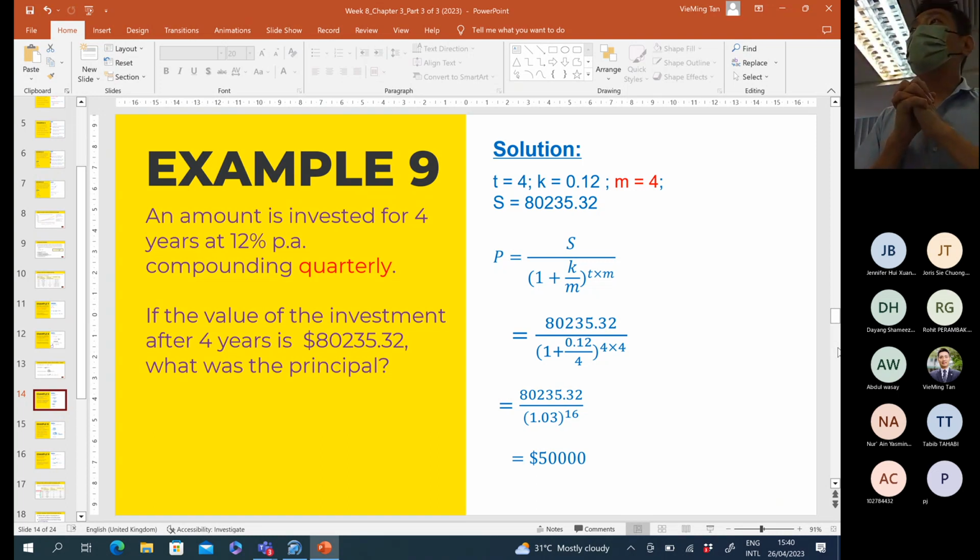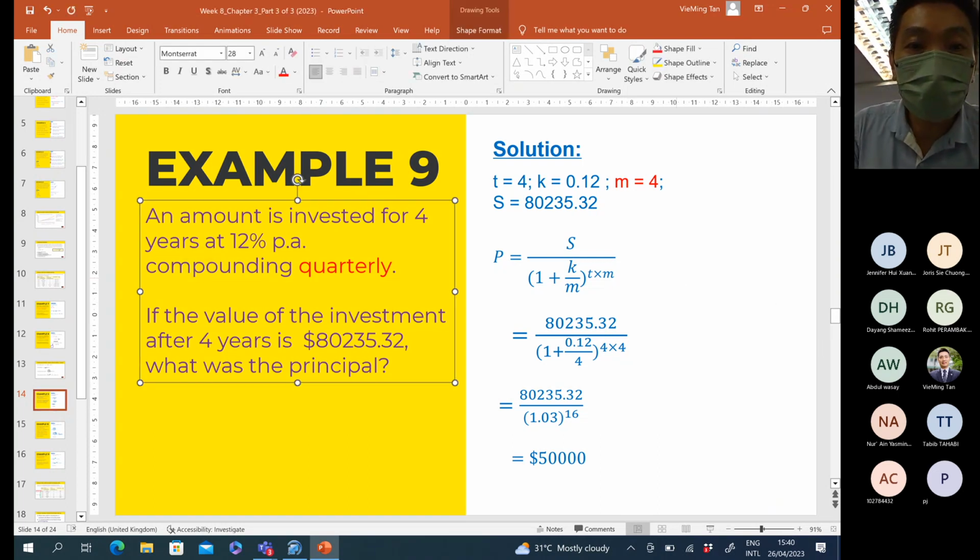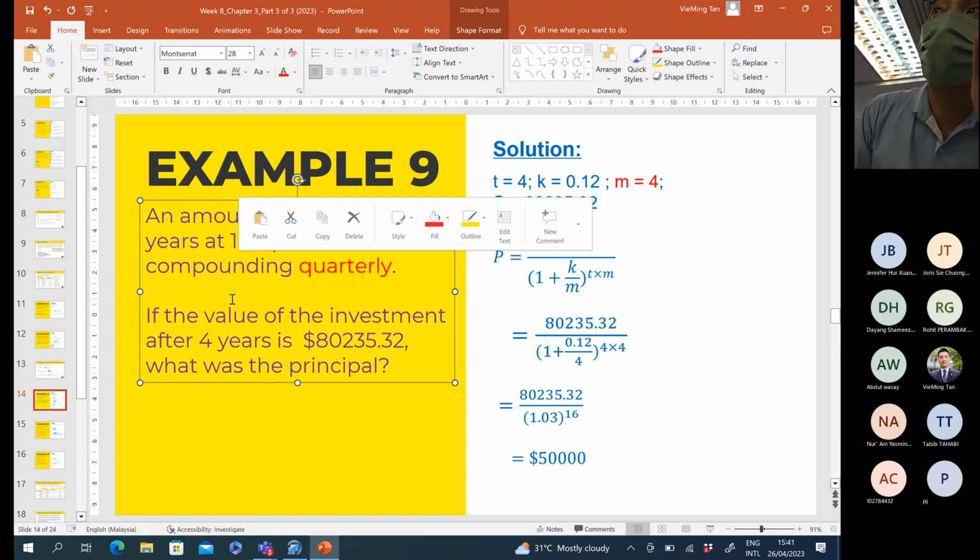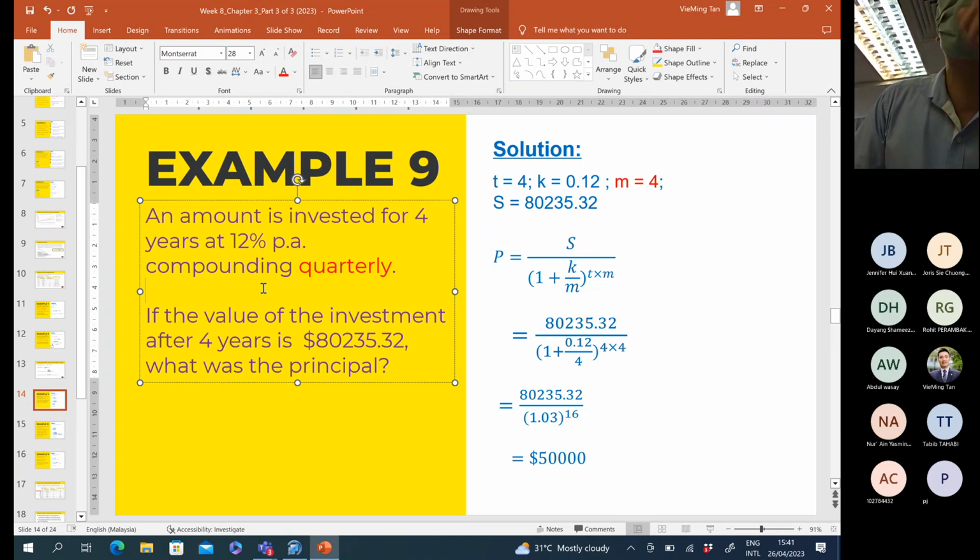An amount is invested. We don't know how much, but we know a certain amount is invested for 4 years. So that means T is equal to 4, confirm. At 12% per annum, compound. Because of this word compound, 12% refers to the compound interest rate, so K is equal to 12%. Quarterly means M is equal to 4, because 1 year has 4 quarters. These are the keywords that you must know, because they tell you some information.